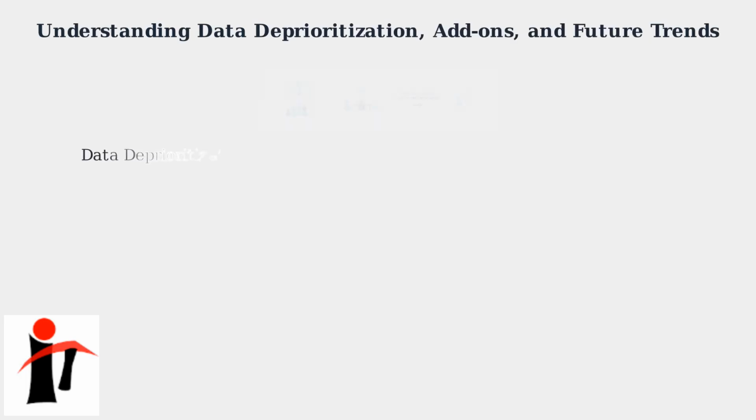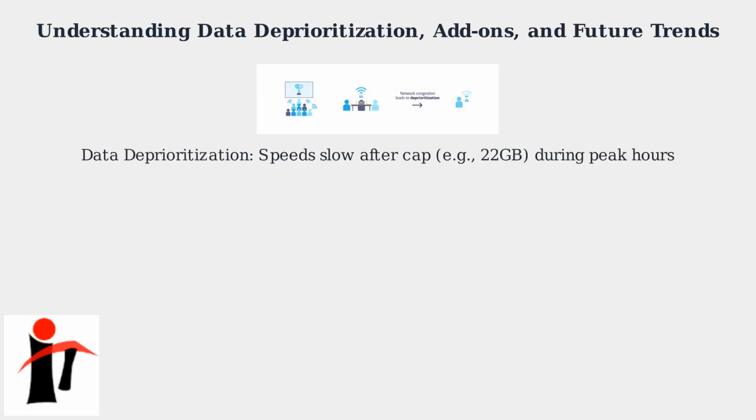Optimum Mobile plans offer unlimited data, but speeds may be throttled after reaching a certain cap, such as 22 gigabytes. This data deprioritization can slow down your connection during peak hours when network congestion is high.